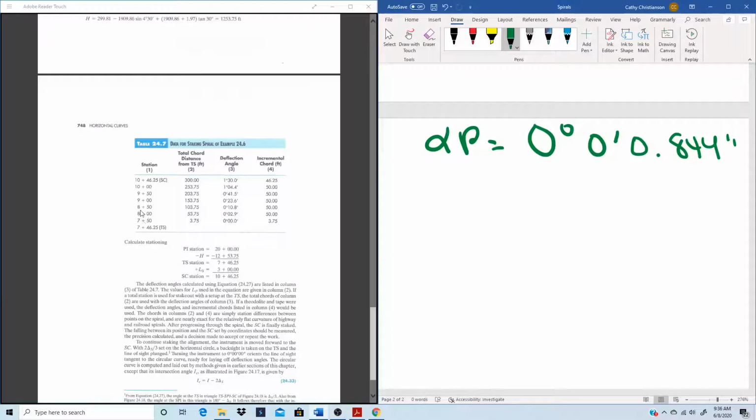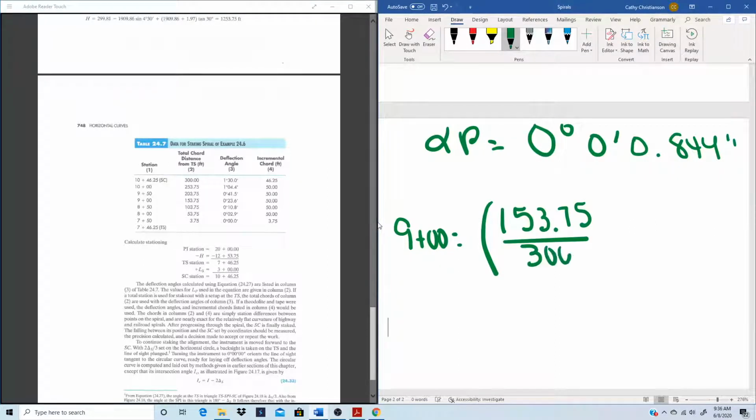Each one is done separately, it's not building. So let's move up, and I want to do the one for 9+00. My Lp, which is column 2, is 153.75 over the 300, which is the length of your spiral. Square it, and theta S is 4 degrees 30 minutes, and that's divided by 3.